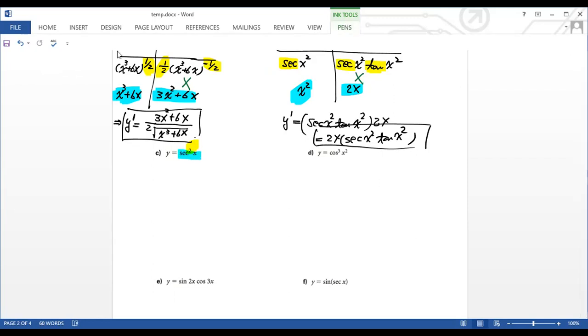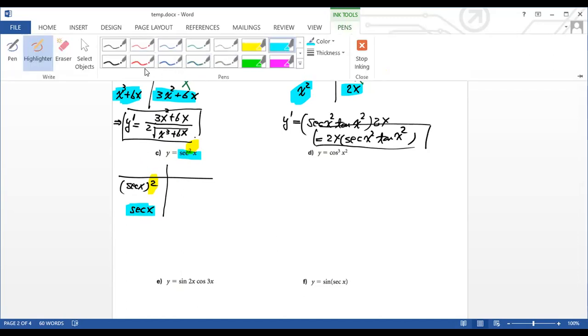Now let's write it and see how to take the derivative. The first layer is the square. It doesn't matter whether you put the square here or outside, but probably outside is easier to understand. Then the second layer is secant x. So the first layer is the 2 and the second layer is here. That's why I'm color coding: the first layer I used yellow and the second layer I used blue. See here.